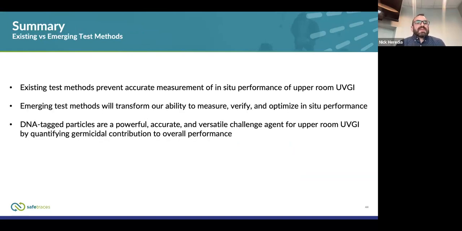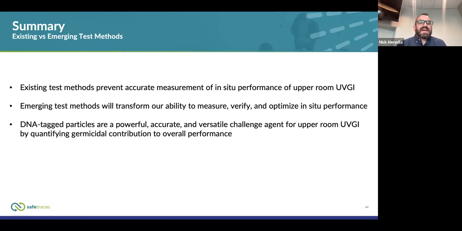Next slide. So in summary, existing test methods are good, but it really requires computational modeling or undesirable methods like releasing bacteriophage that are just impractical. There's limitations to the various existing methodologies for upper room UVGI. But emerging test methods could transform our ability to measure, verify, and really optimize the performance in real world situations.